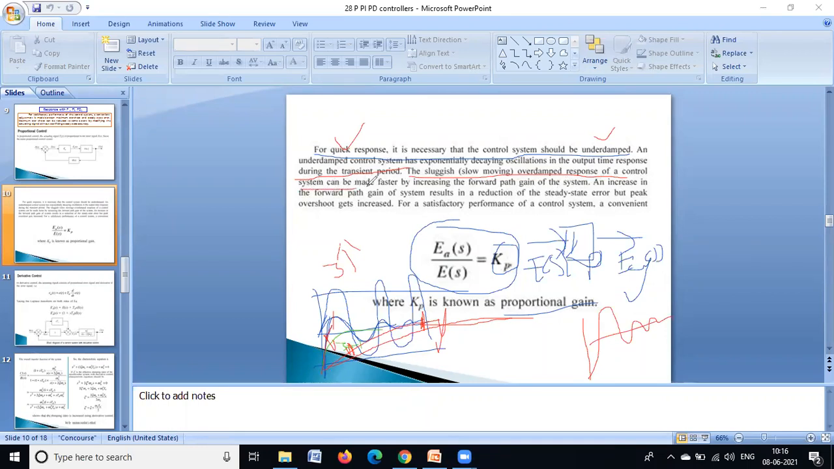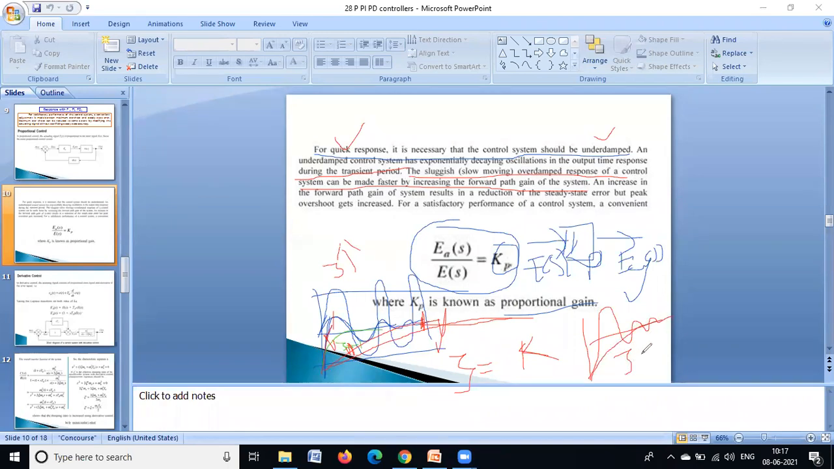Okay, so if we increase the k value, the slow moving, what happens? The overall transfer function gain increases. Once the gain of the transfer function increases, the zeta value decreases. If we calculate the zeta value, it is going to reduce. The sluggish or slow moving overdamped system, so this is our overdamped system.